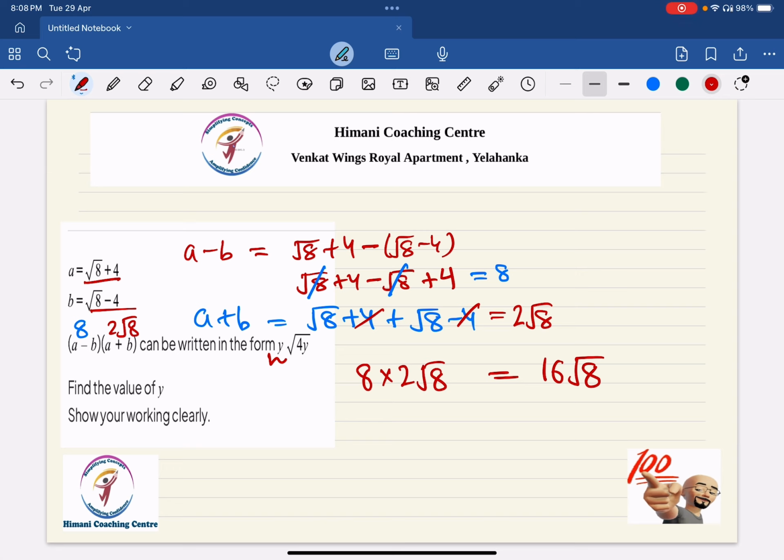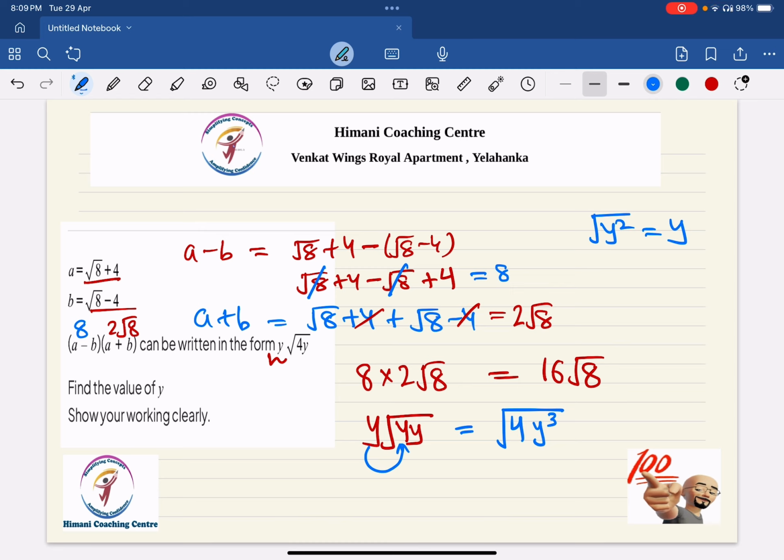Okay, but it says write it in this form, y times root of 4y. Okay, so if you look at this question, to solve this, what will I have to do? See, y times root of 4y. Now remember, if I want to bring y inside the root, okay? See, root of y square is equal to y. So when y goes inside, it will become 4 times y square into y, which is 4y cube. Okay? This is what we will get.